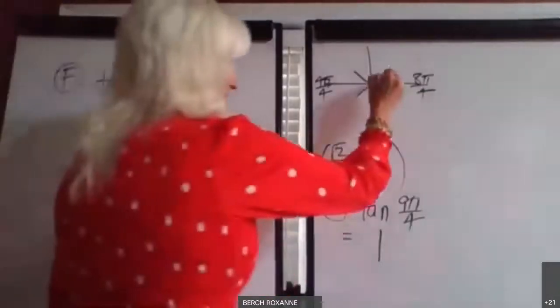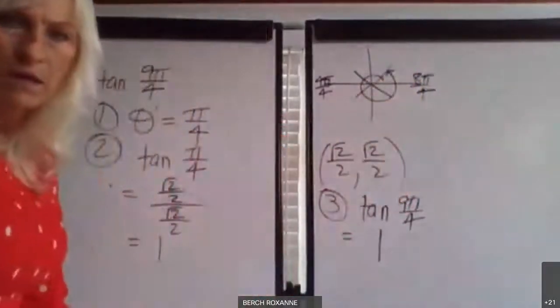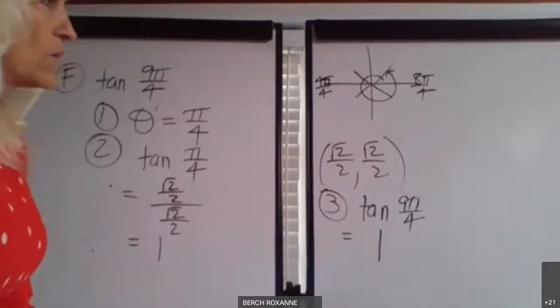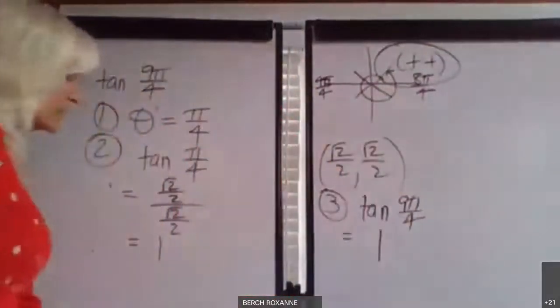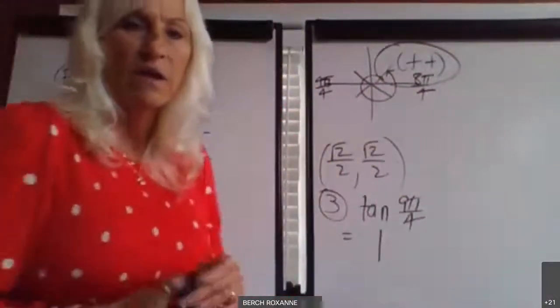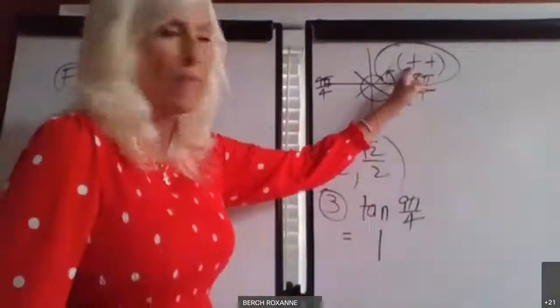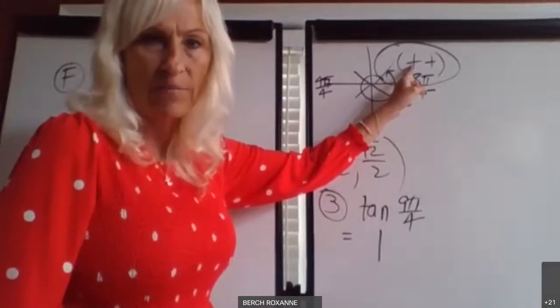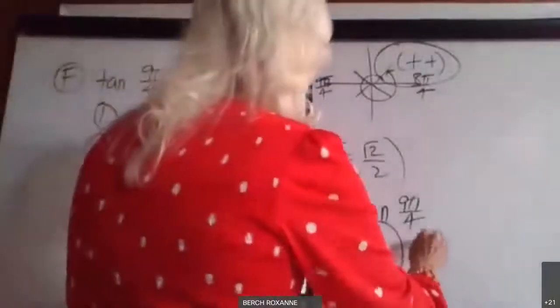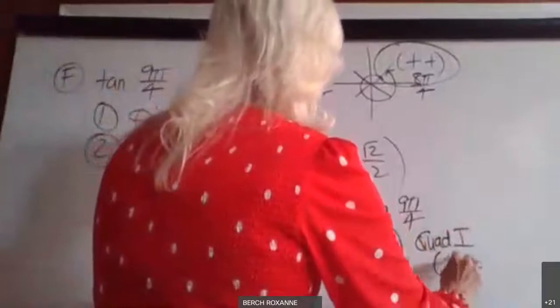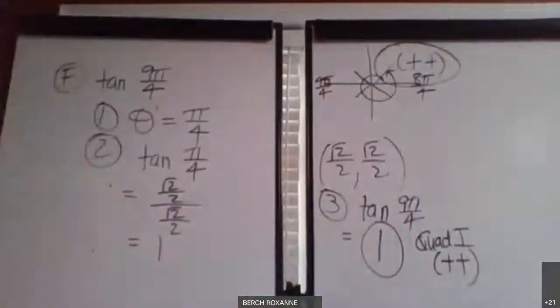Well, do you know where 9 pi over 4 is? Isn't it this angle right there? Yes or no? Yes. All right, so that's the first quadrant. What are the signs in the first quadrant? Positive, positive. So remember what you're doing here. It's tangent, which means positive divided by a positive. Positive divided by a positive is a positive. So this is in quadrant 1, where the signs are positive, positive. Okay, now I'm going to make some notes and then we'll work some more problems.